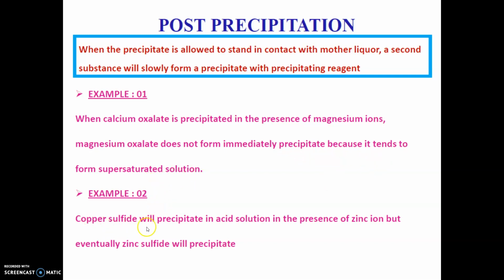Or the second example, copper sulfide will precipitate in acid solution in the presence of zinc ion. You want copper sulfide to precipitate in the acid solution in the presence of zinc. But because you allow it to stay in contact with the mother liquor in the solution for several moments, eventually the zinc also precipitates to form zinc sulfide. So this is what is meant by post precipitation.